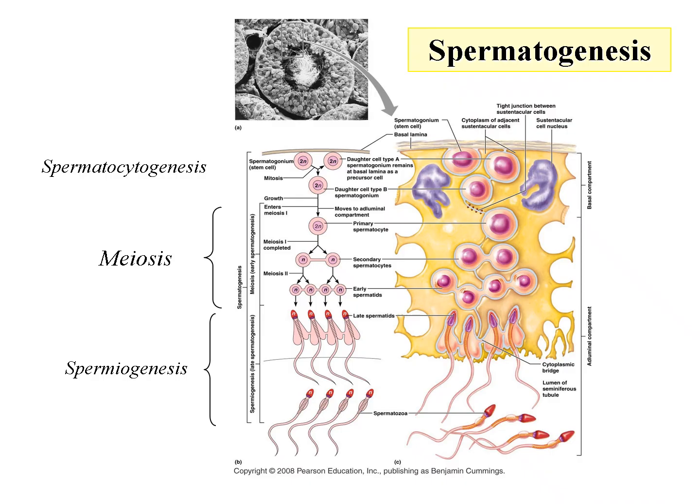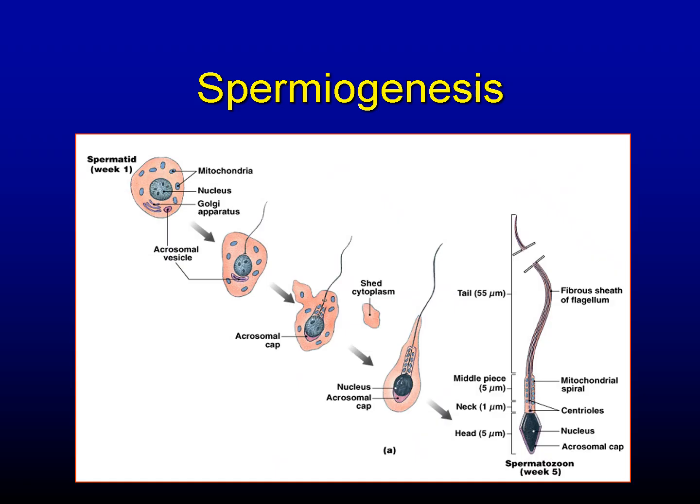The next step of spermatogenesis is called spermiogenesis. This process involves an extreme makeover and reorganization of the spermatid cytoplasm to form a mature, mobile sperm cell. This picture illustrates the dramatic changes that take place in the structure of the spermatids during spermiogenesis.